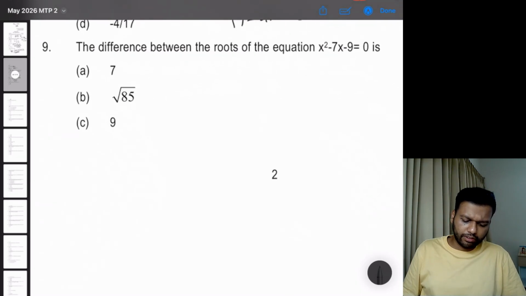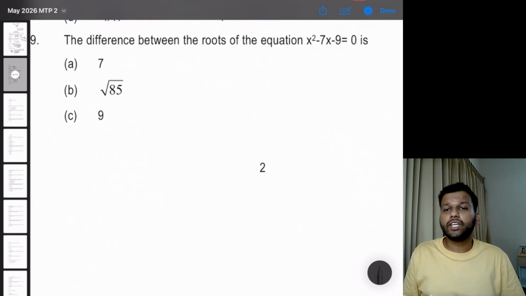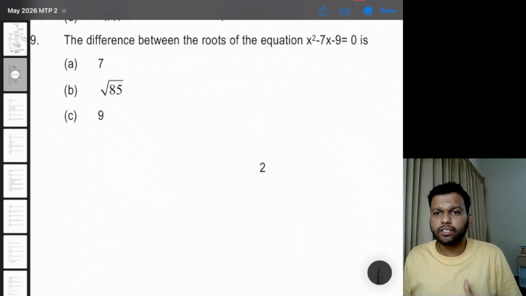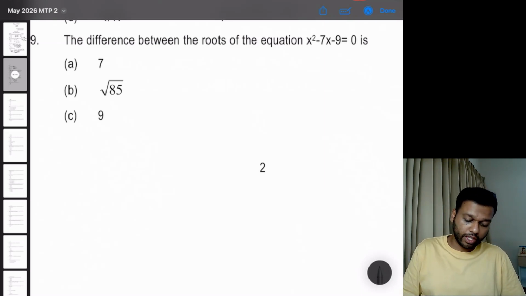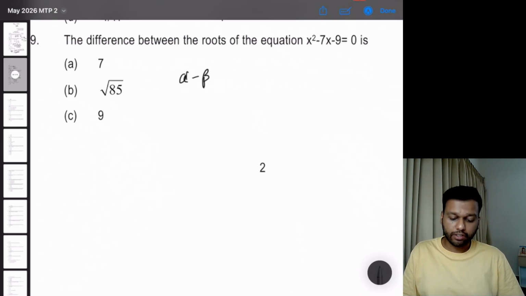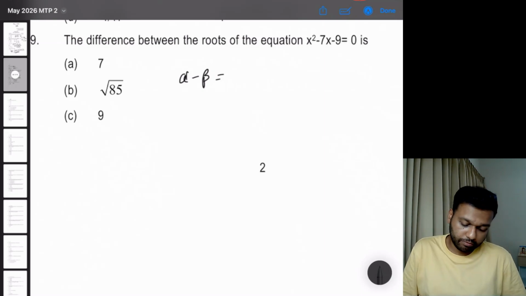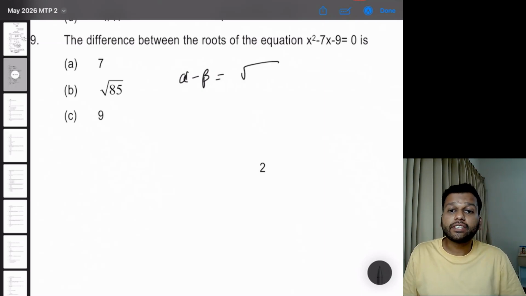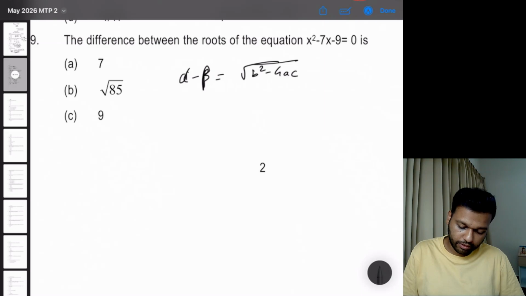Okay. The difference between roots of the equation x square minus 7x minus 9 is equal to 0 is what? Now understand, difference in roots, alpha minus beta, let's say whatever, is given by this square root of discriminant. Square root of discriminant is what? B square minus 4ac. Okay, this is beta, alpha.